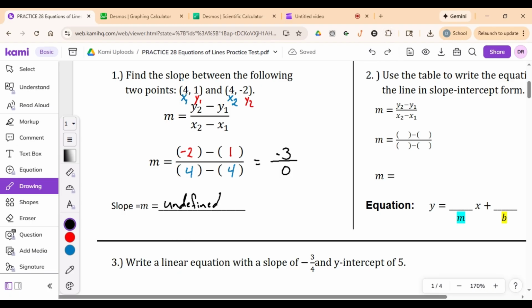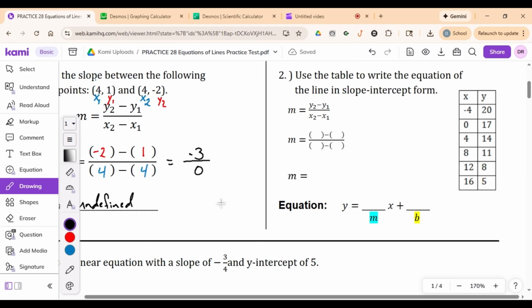Next, we can look at number 2. We want to write the equation of a line in slope-intercept form. That's y equals mx plus b. Notice that first blank is m. We're not told what our slope is on this one right away, so we're going to find m just like we did in problem number 1 using the exact same formula.